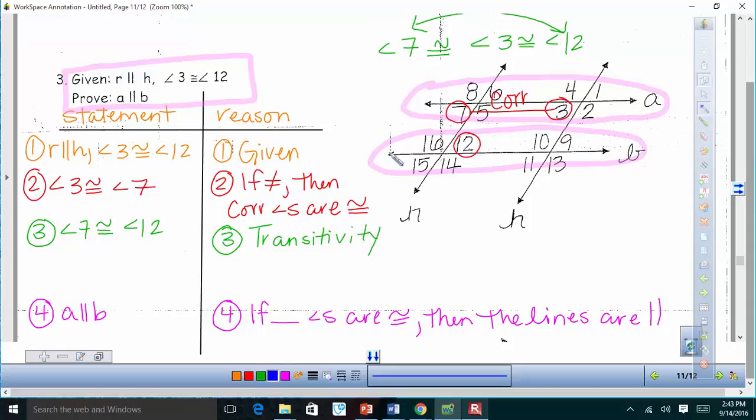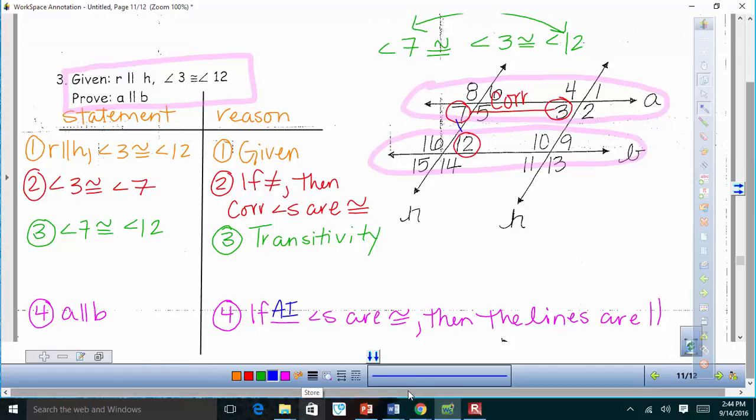Okay, and our last step is if 7 and 12 are equal, that means that they have a relationship. So our last step is to figure out what is that relationship. So what relationship does 7 and 12 have? They are alternate interior. Okay? And so we're going to put if alternate interior angles are congruent, then the lines are parallel. And that proves that our lines are parallel.